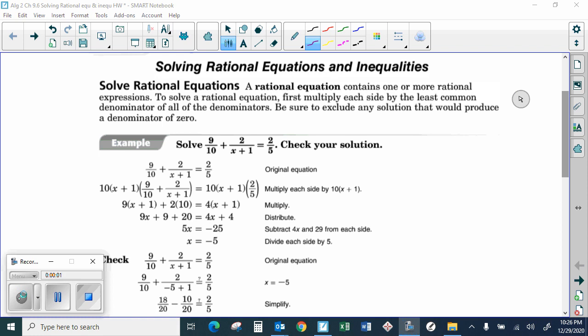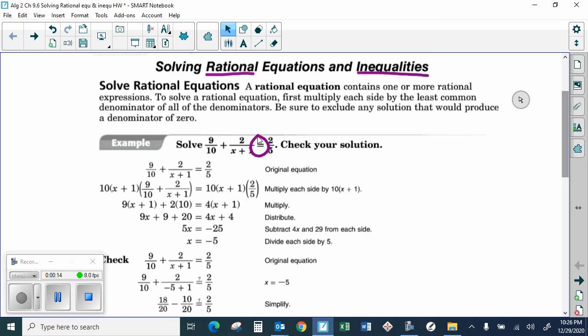Okay, students, today we're going to solve rational equations. Again, rational means anything written as a fraction, usually an algebraic expression. An equation has an equal sign in it, and an inequality has an inequality sign in it. So there are two ways you can do it.